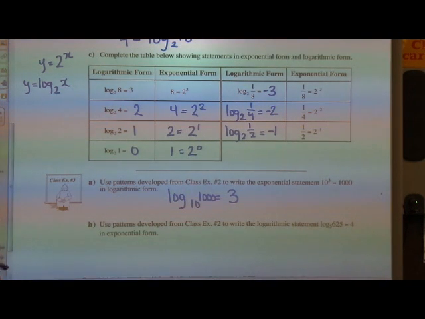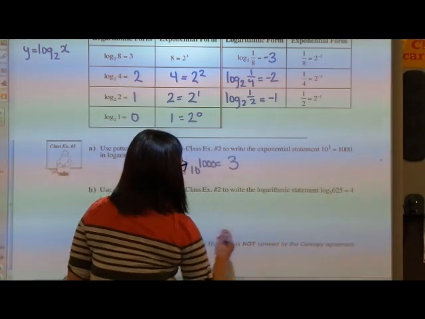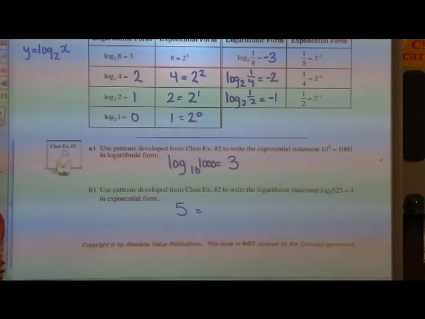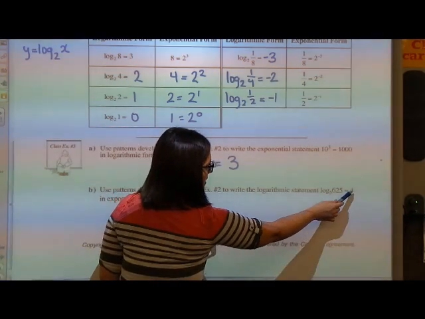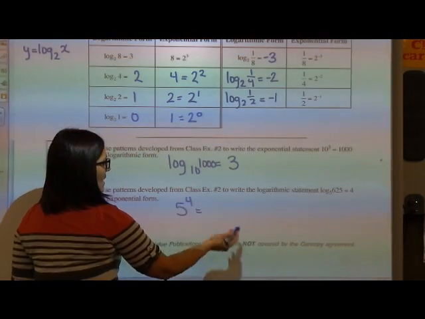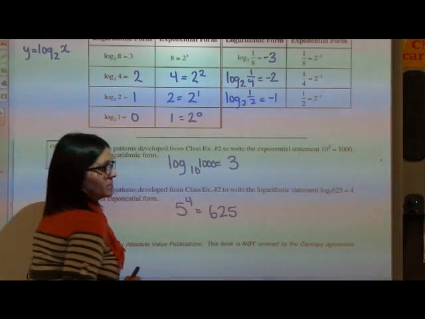So if I have log base 5 of 625 equals 4, how would I write that as an exponent? Well, remember, the base of the log becomes the base of my power. And then the value becomes the exponent, and the argument becomes the answer.